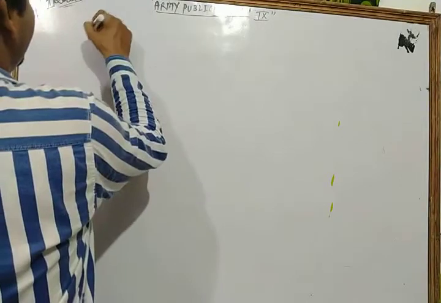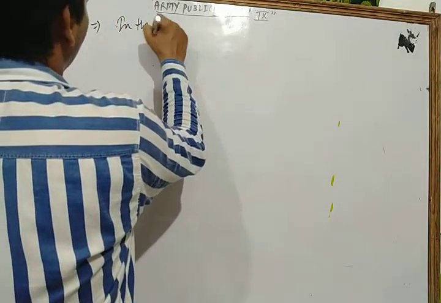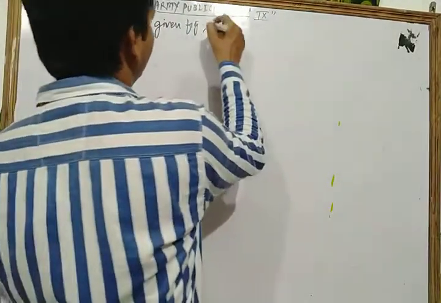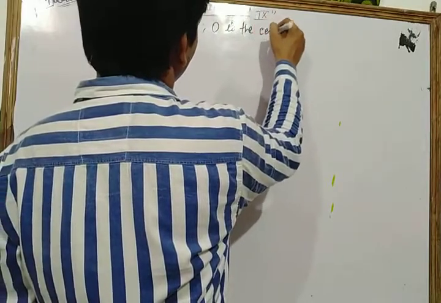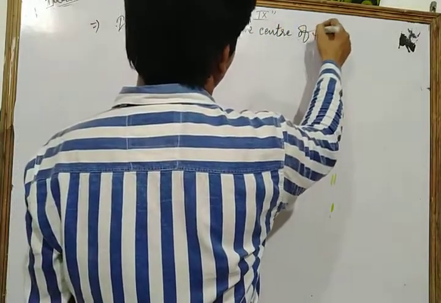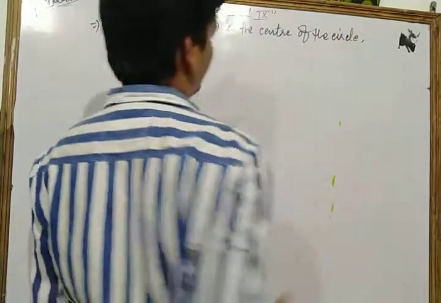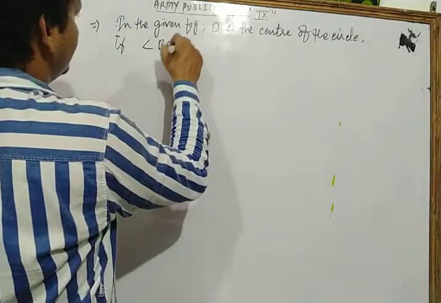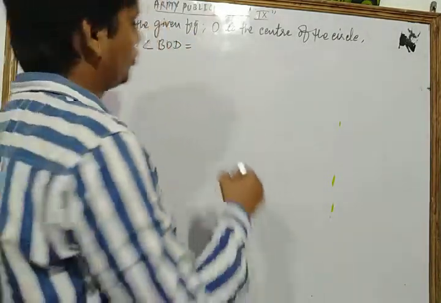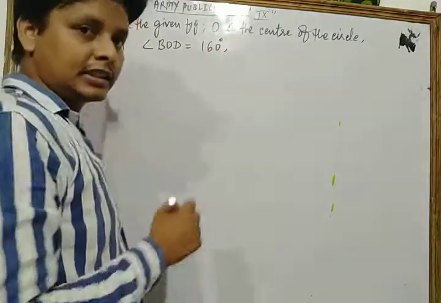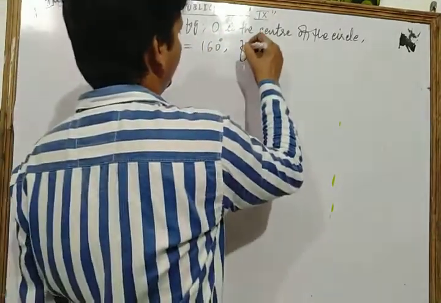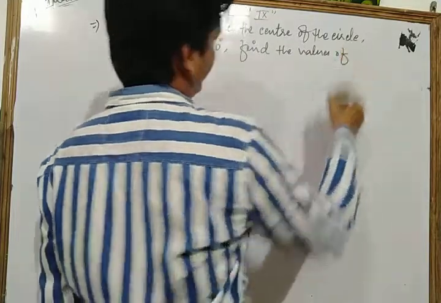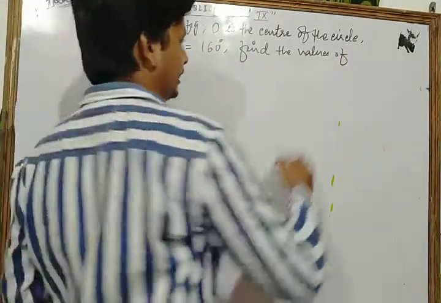In the given figure, O is the center of the circle. Okay. If angle BOD is equal to 160 degrees, find the values of x and y.